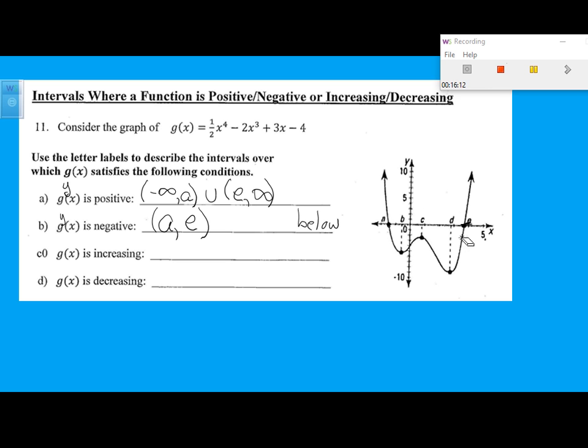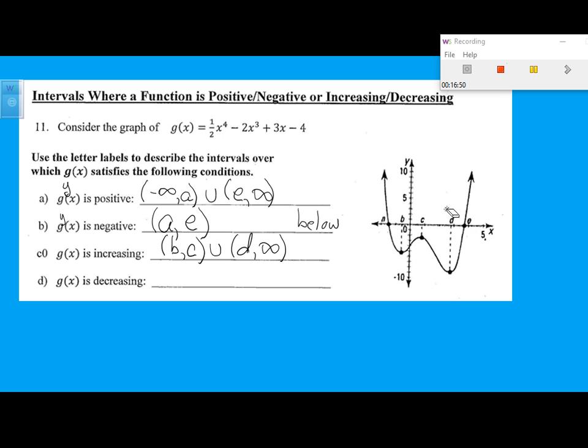Now, increasing is a little bit different. Increasing means where is your graph going uphill? If this was a roller coaster, where would you be going uphill? Well, I would be going uphill from here to here. I'd be going uphill there. So I'm increasing from point B to point C, the x values, along with here to there. So along with D to infinity.